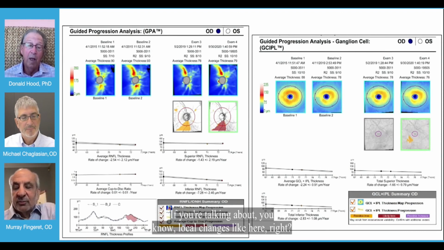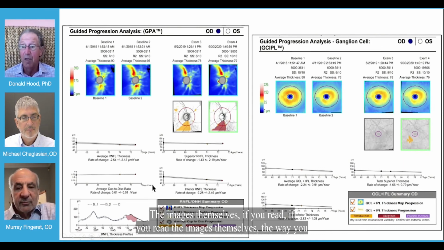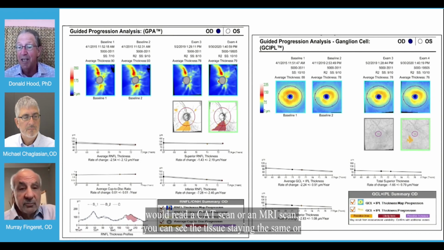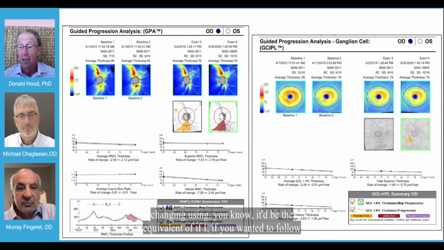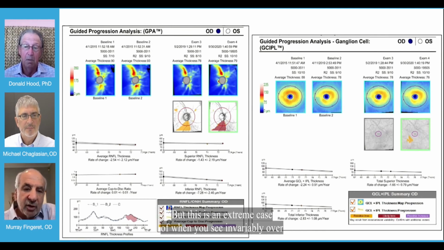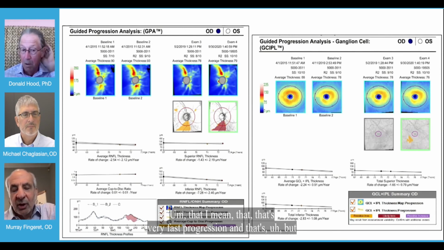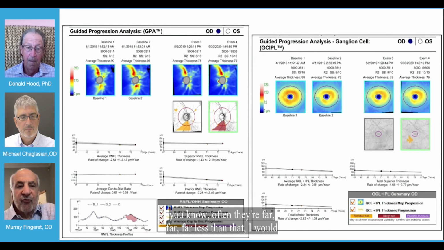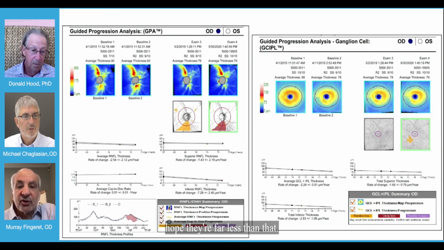Yeah, if you're talking about local changes like here, right? The images themselves, if you read the images the way you would read a CAT scan or MRI scan, you can see the tissue staying the same or changing. It'd be the equivalent of if you wanted to follow a tumor in the brain and you were just taking some kind of an average measure. But right, this is an extreme case of when you see invariably over 7 microns of loss per year. That's very fast progression, but often they're far less than that. I would hope they're far less than that.